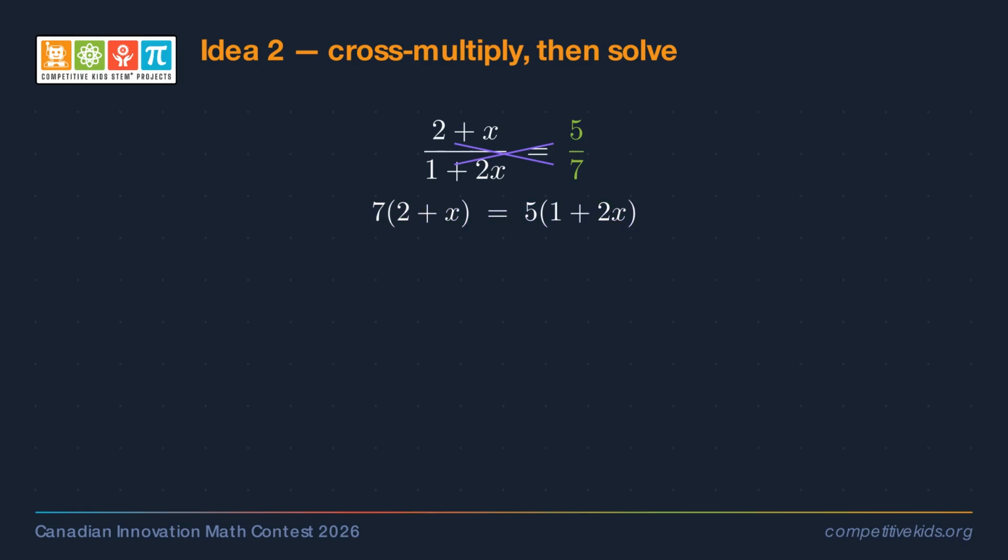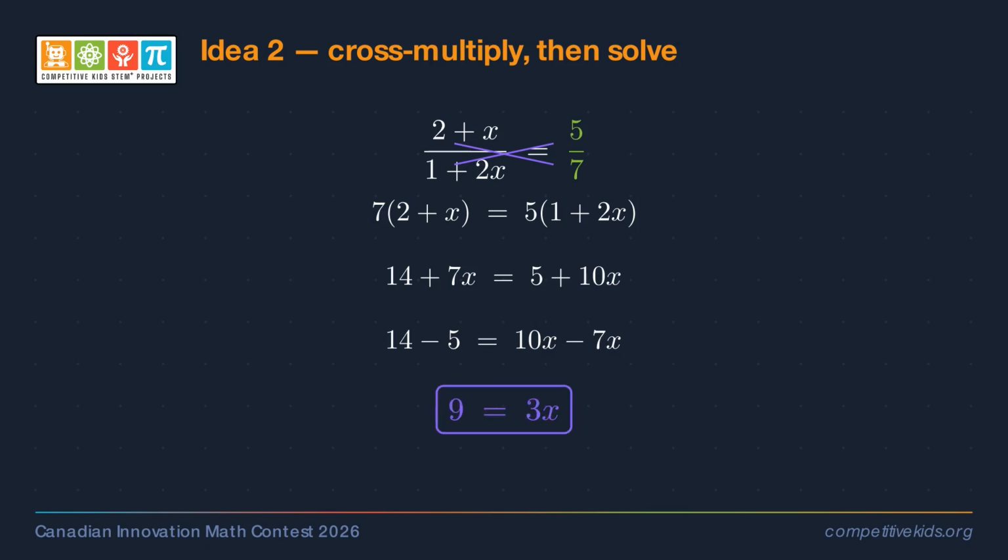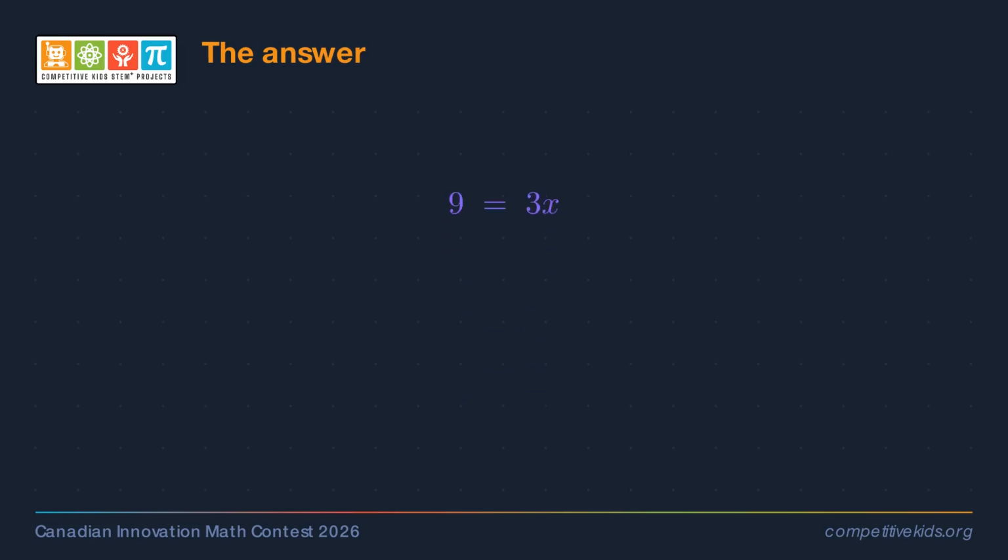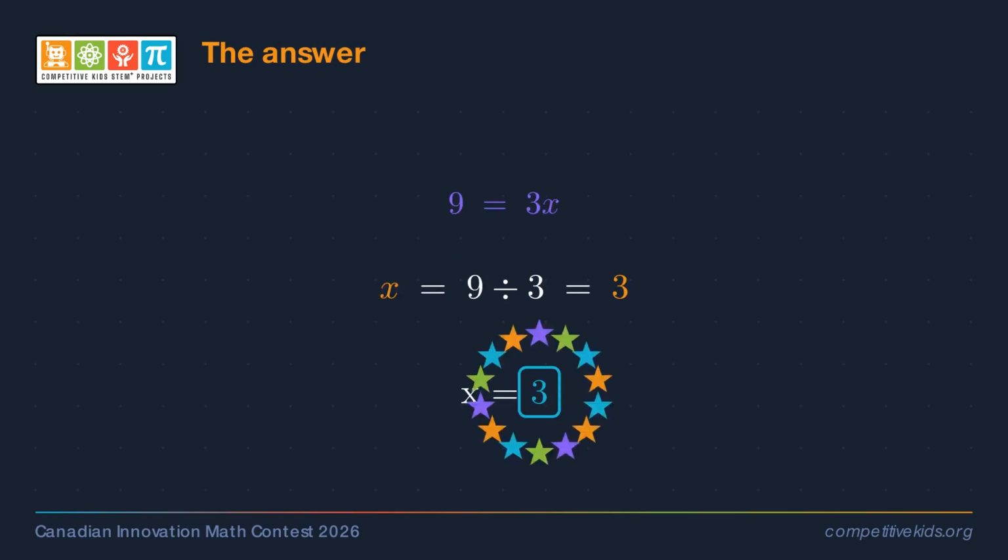Expand both sides. 14 plus 7X equals 5 plus 10X. Move terms. 14 minus 5 equals 10X minus 7X, so 9 equals 3X. 9 divided by 3 equals 3, so X is 3.